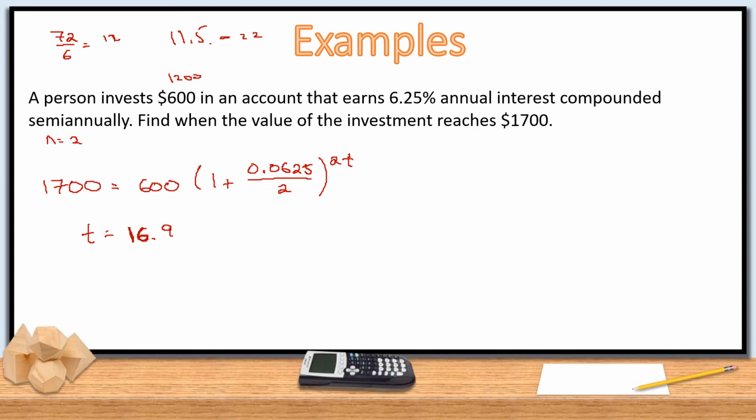So 16.9 years. And this one is being compounded semi-annually, so that means you would go up to the next half year. So really it would take about 17 years before you would hit that mark, but 16.9 is fine.